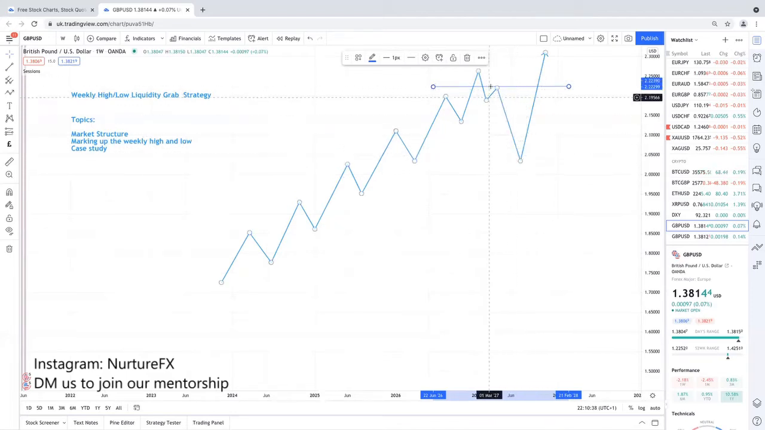So if it doesn't give us the opportunity to enter, so if it doesn't meet our entry requirements, then we won't enter. It will just carry on going up, for example. And this is one of the most important things with trading, is that just because it takes out a weekly high or a weekly low, it doesn't mean that we're going to enter straight away. We're going to wait, and we're going to see what happens. And if it gives us the opportunity to enter, then we will enter.